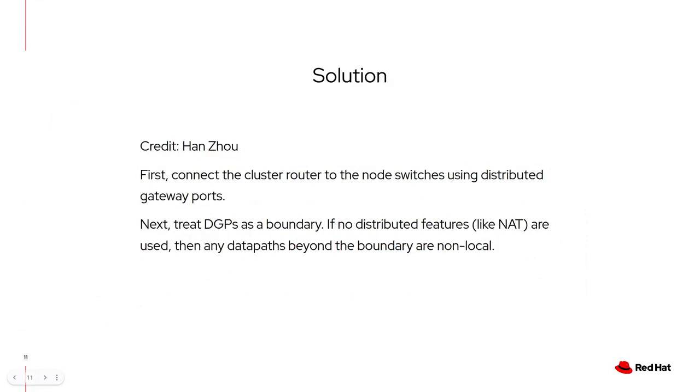Hans Zhou identified that OVN Kubernetes could use distributed gateway ports to connect the node switches to the cluster router. Then he did the difficult work of writing a fix that would analyze the topology and ensure that data paths would not be considered local if they lay beyond the DGP boundary and did not require distributed processing.